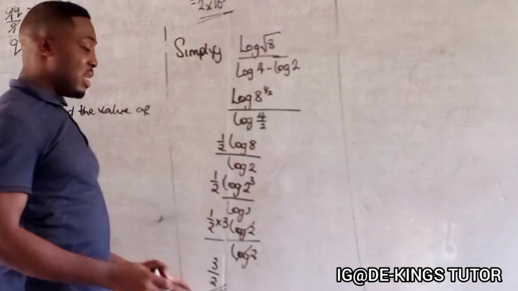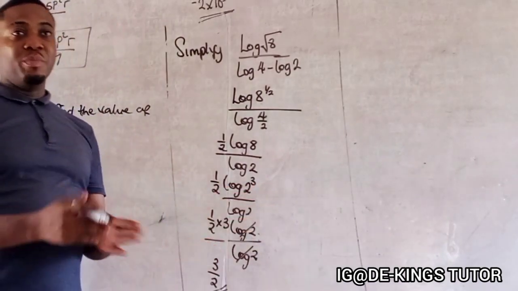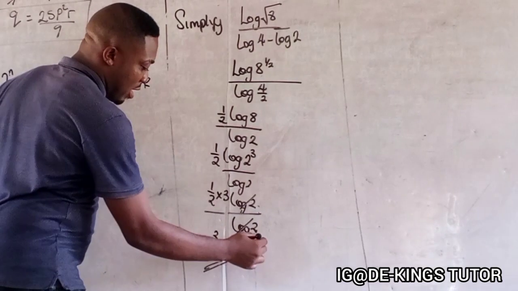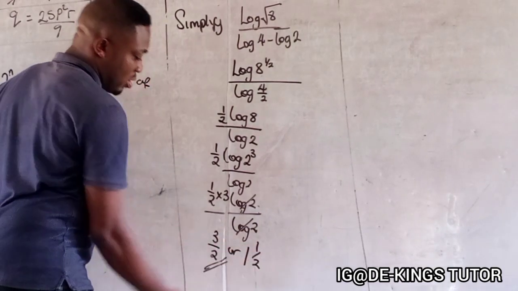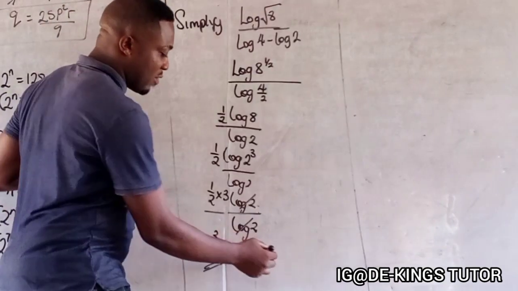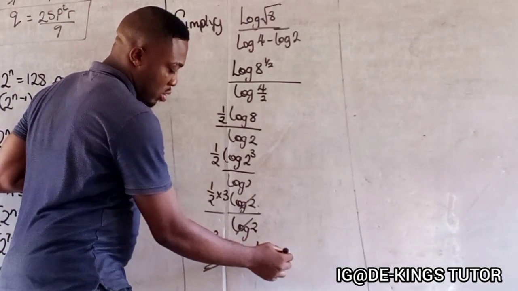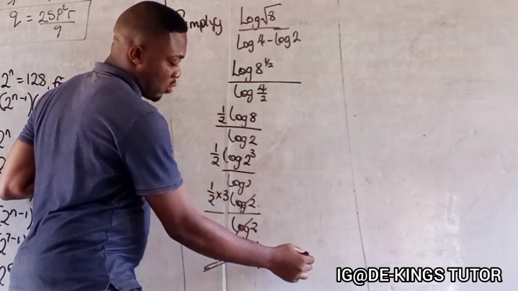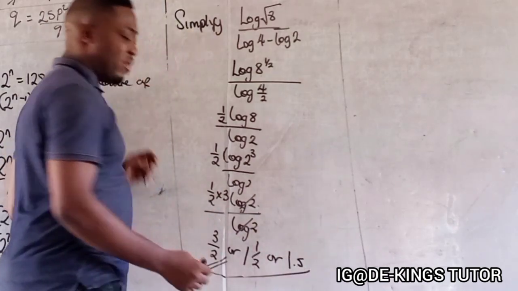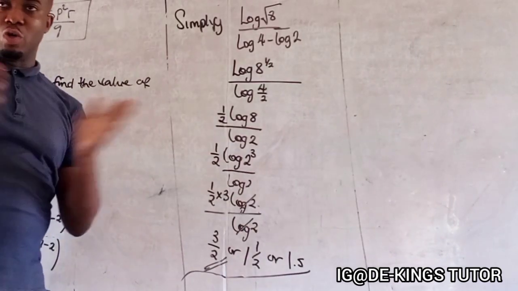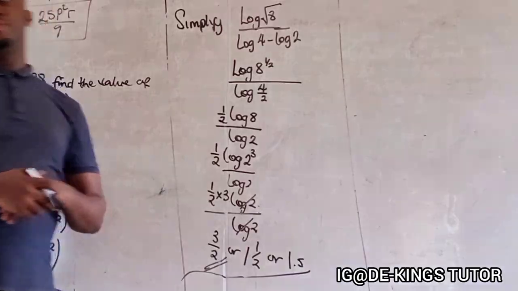So you may either leave the answer like this, or express it as a mixed fraction, 1 and 1 over 2, or in decimal fraction. Decimal fraction will give us 1.5. So whichever answer, you're correct. But you now base it on which options were given.